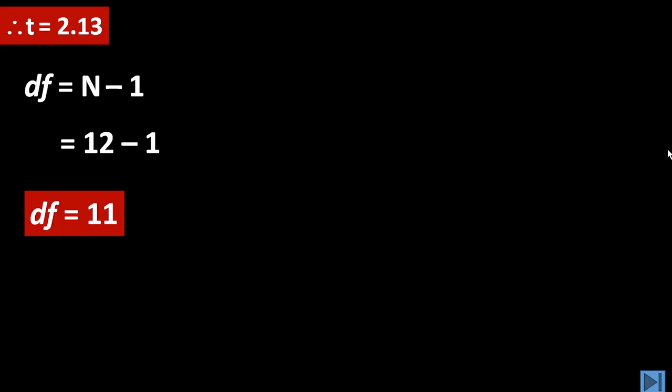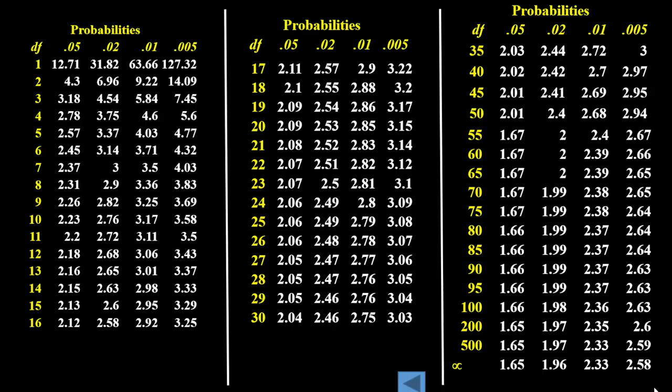Now we have t value and df, then we move to the t table. In the t table, 5 columns are given. The table is divided in 3 parts, and in all the parts, 5 columns are given, in which the first column is df, degree of freedom. Under df, our degree of freedom is 11. So under df, we have to see where 11 is. It is there, 11 is here.